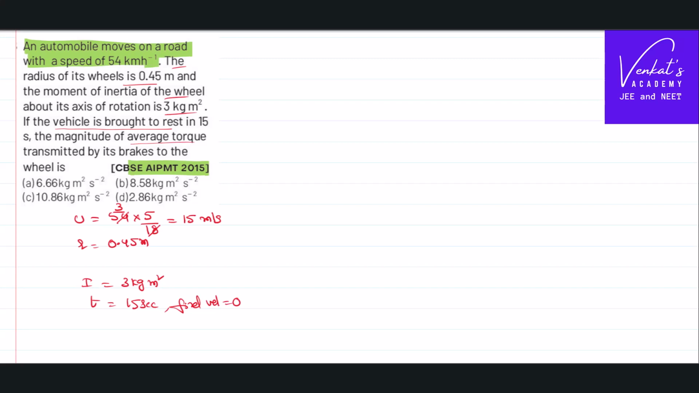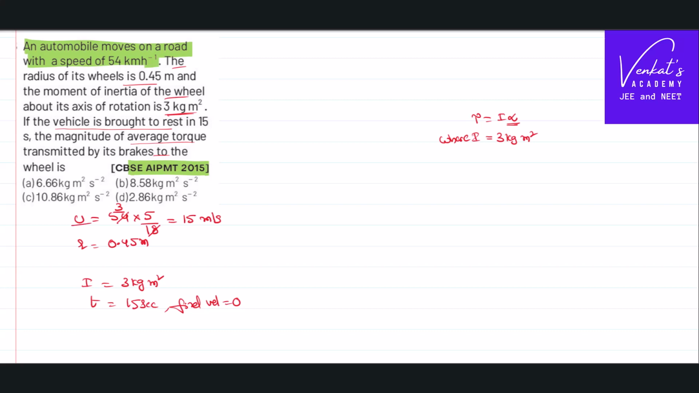Then what is an average torque? So what I want to find out is torque. Another formula for the torque is I alpha, where I is already given for you. Moment of inertia of the system is 3 kilogram meter square. So if I have to solve the problem, I need to know alpha.